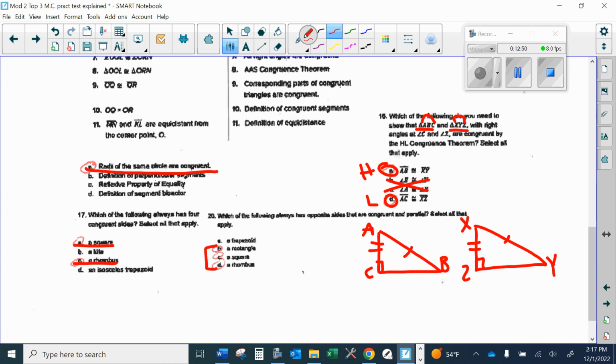Okay, that wraps up all your answers and understanding of Mod 2, Topic 3 practice test.